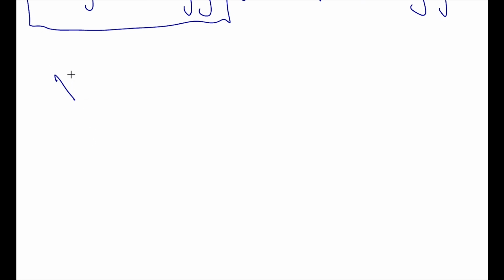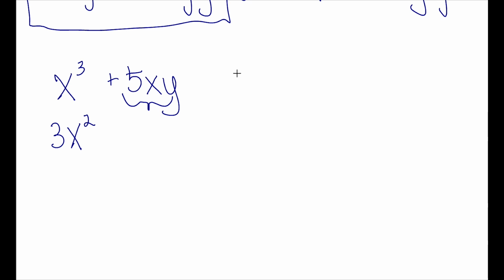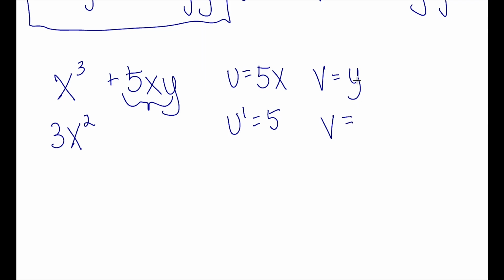Here, we'll try x cubed plus 5xy. So x cubed, we can just go ahead and differentiate, but here we have to use product rule in the second term. Derivative of 5x is 5, and the derivative of y would be 1 times the derivative. So 3x squared plus 5y plus 5x y prime.